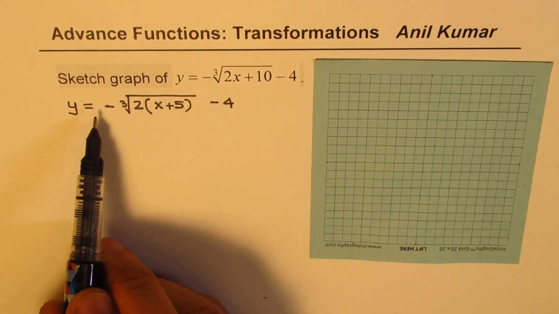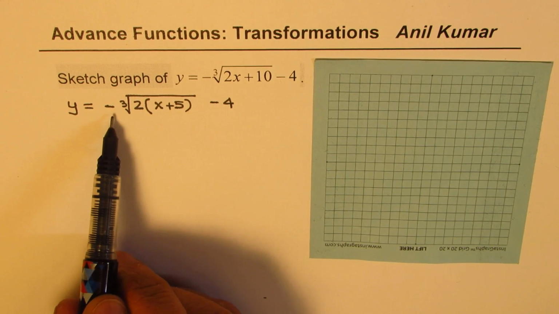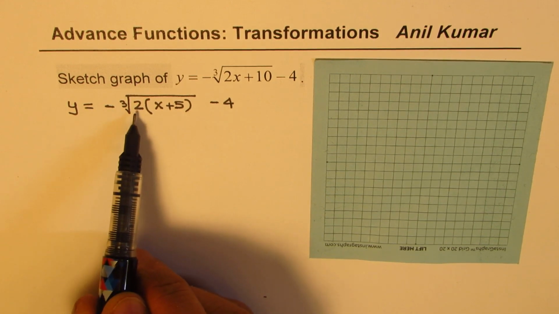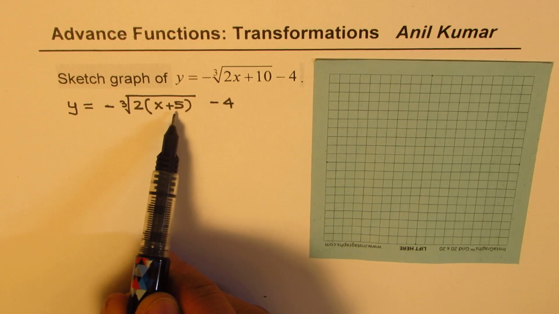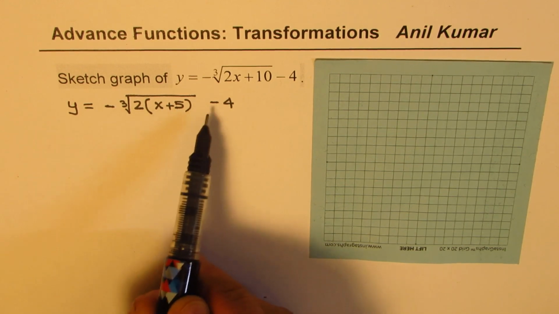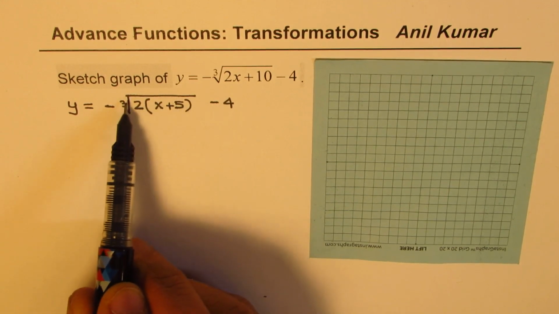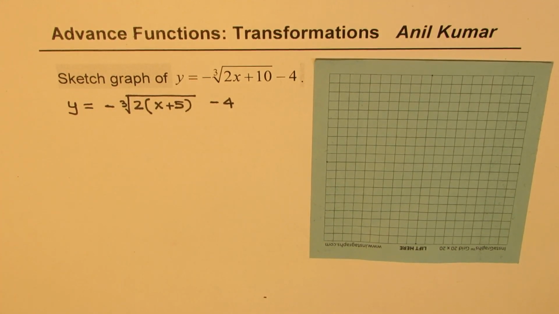So this really means that the graph of the function is reflected on the x-axis. It is horizontally compressed by a factor of half, translated 5 units left. And this is 4 units down, vertically. Everything inside is horizontal. So that is the kind of transformation.